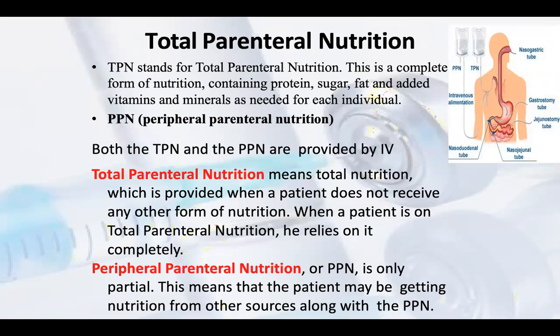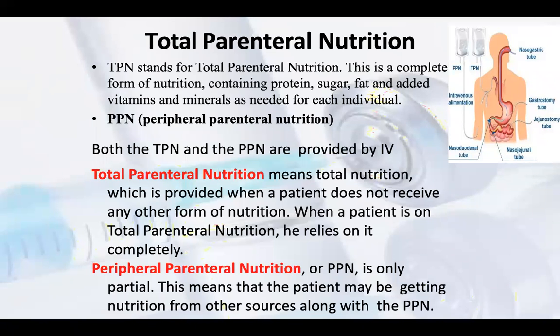Now, total parenteral nutrition. TPN stands for total parenteral nutrition. This is a complete form of nutrition containing protein, sugar, fat, and added vitamins and minerals as needed for each individual. So TPN is given to a person who cannot be fed, who cannot take feed by mouth. Mostly cancer patients, when they cannot eat by mouth, are on total parenteral nutrition. Then peripheral parenteral nutrition, PPN. Both TPN and PPN are provided by IV.